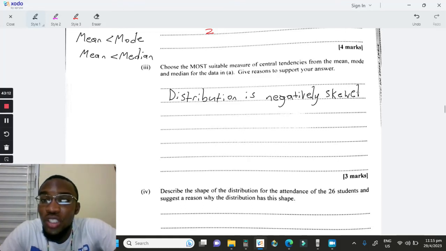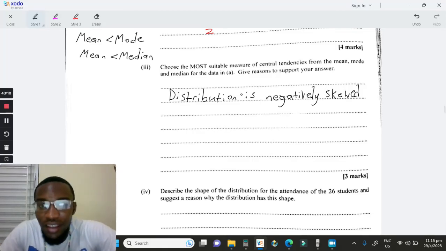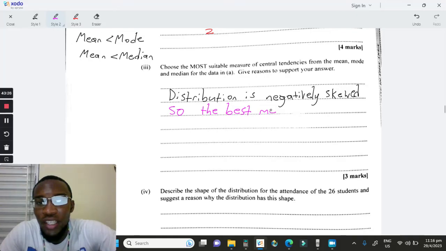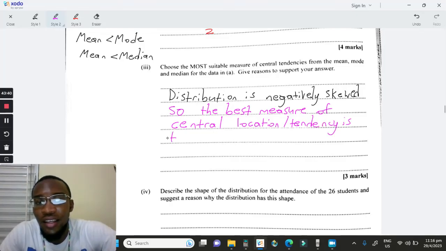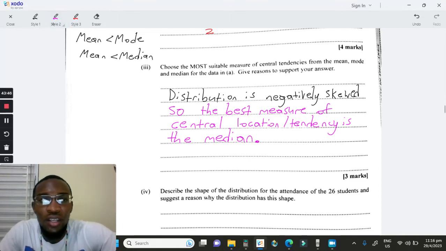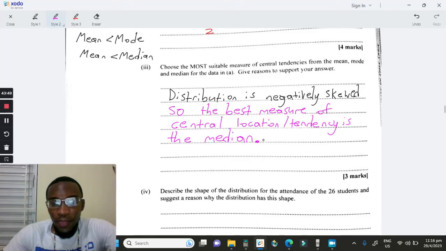And whenever a distribution is negatively skewed, the best measure of central tendency is the median. So you need to know this distribution is negatively skewed, and so the best measure of central location or tendency is the median. All right, since the distribution is negatively skewed, then that's what happened.